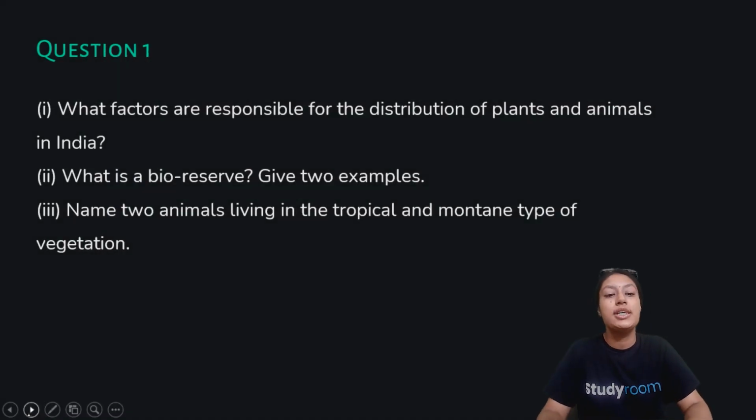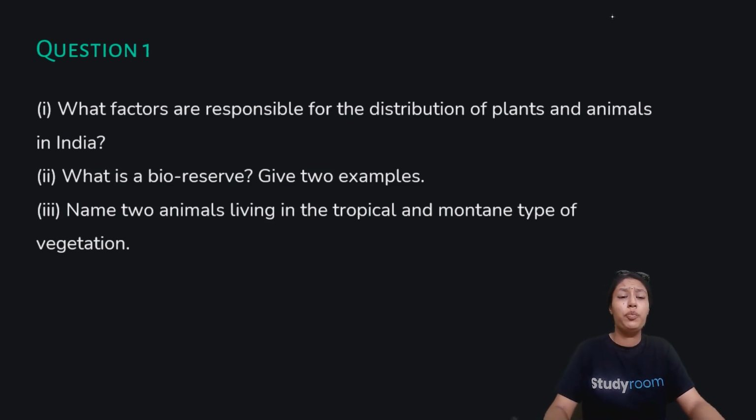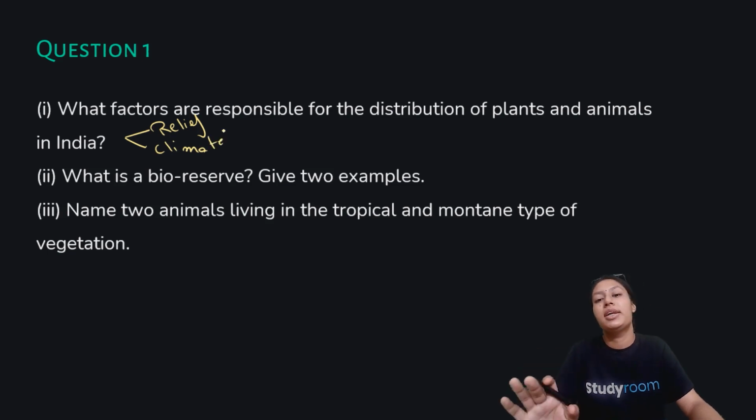Very first question is, what factors are responsible for the distribution of plants and animals in India? So I hope you all know this one. Two major factors are relief and climate. Okay, so relief and climate are the factors responsible for distribution of plants and animals in India.